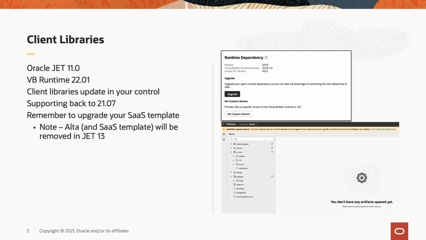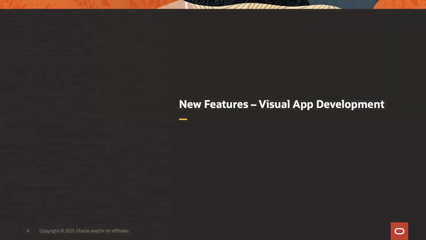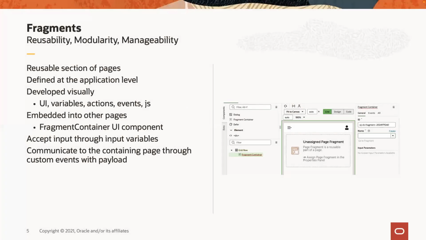In any case, open your application in the new Visual Builder Studio and click the upgrade button, and then you'll be able to take advantage of the features in the new release. One of the key features is something we call Fragments. If you are not upgrading your runtime libraries to the latest release, you won't even see Fragments in your development environment. So if you open your application in the new version of Visual Builder Studio and you don't see Fragments, that's probably because you didn't upgrade your client libraries.